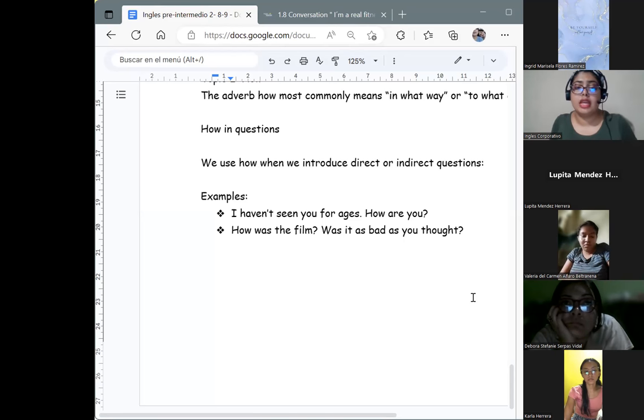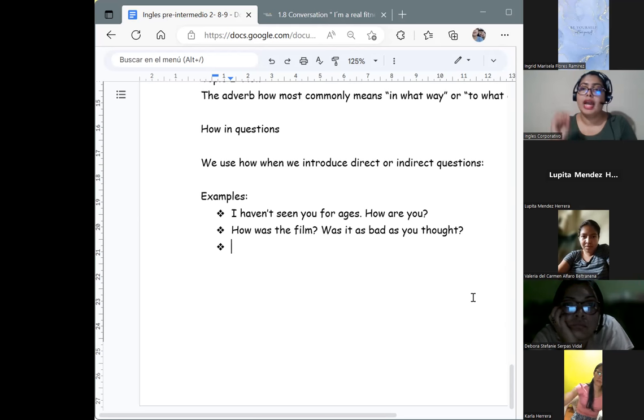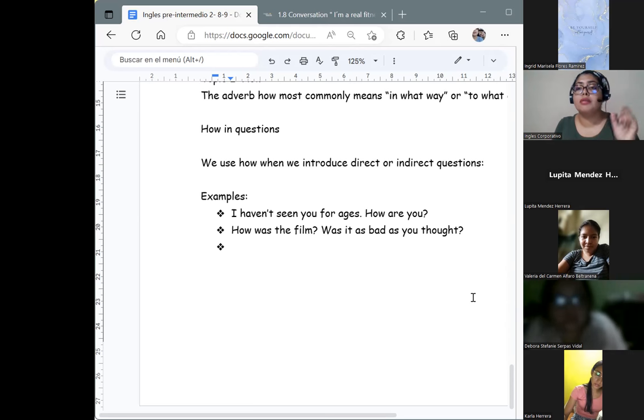But in the first statement, we are making a comment, and then we are making the question. So it's kind of different in this case. Now we are going to see another example, and we have the word how in the middle of the statement. Vamos a poner la palabra how en medio de la oración. No va al principio, no va al final, sino que vamos a ponerla en medio.